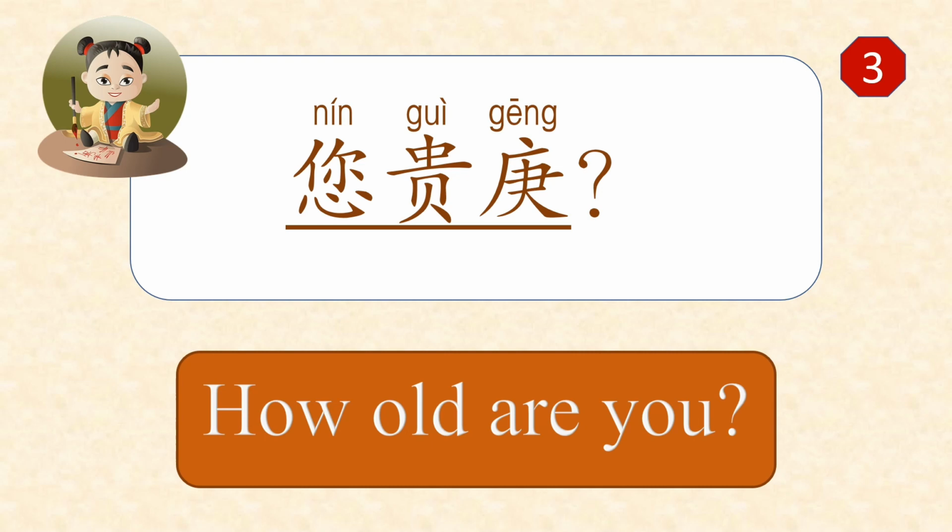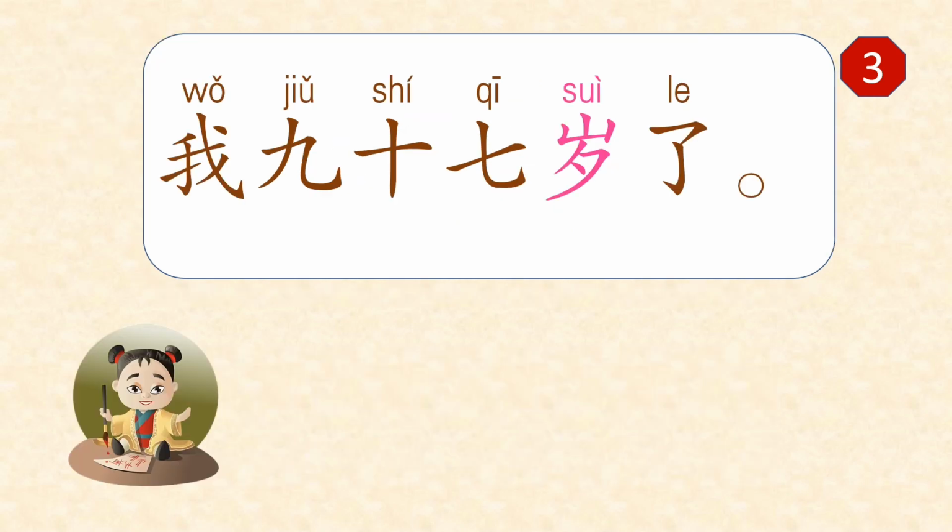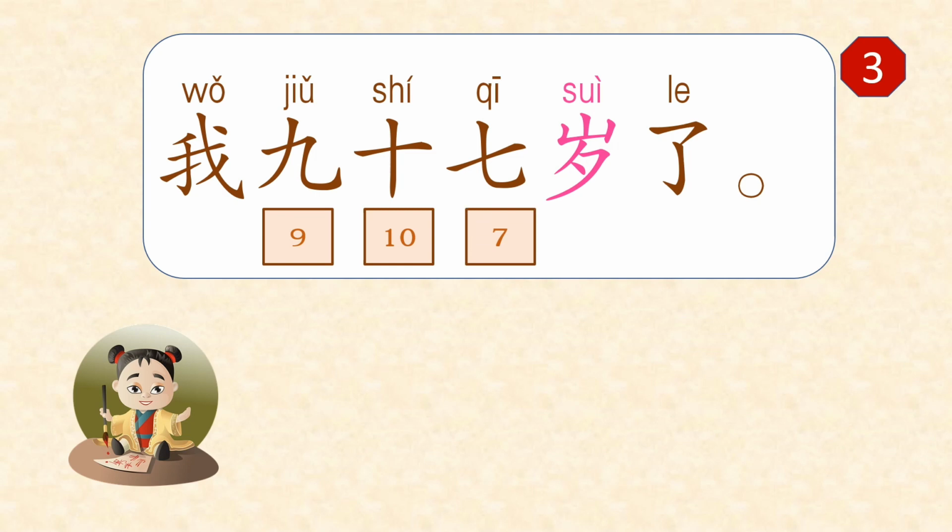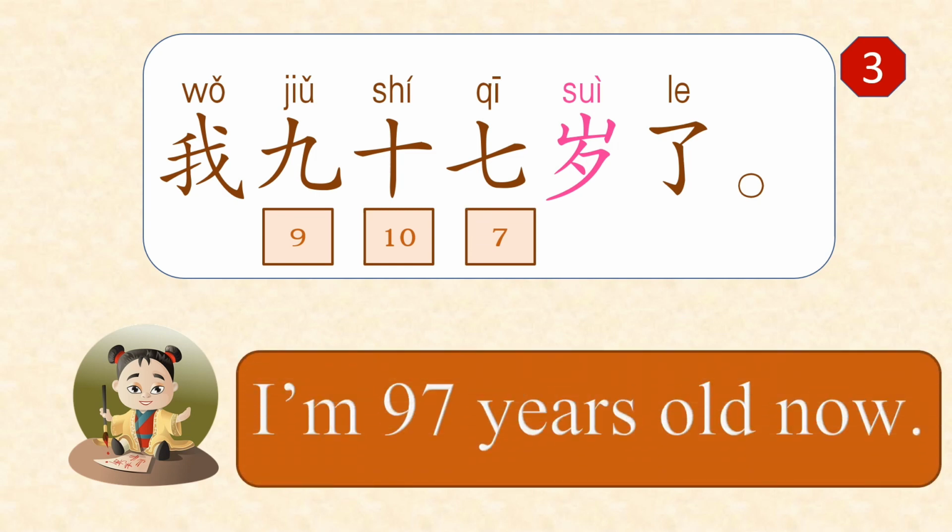And let's look at the response. 我97岁了. 97: 9 is number 9, 10 is 10. What about 7? 7 is 7. 97岁. 我97岁了. I'm 97 years old now.